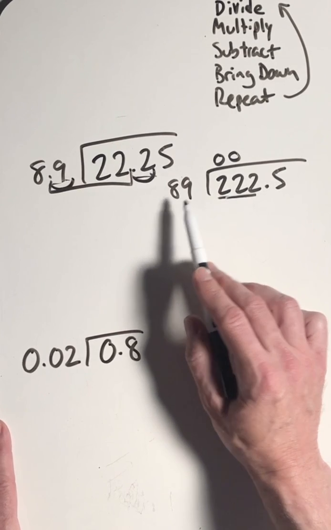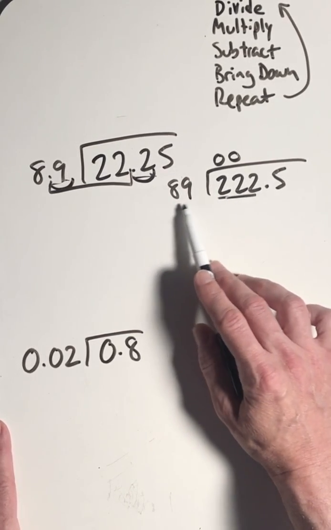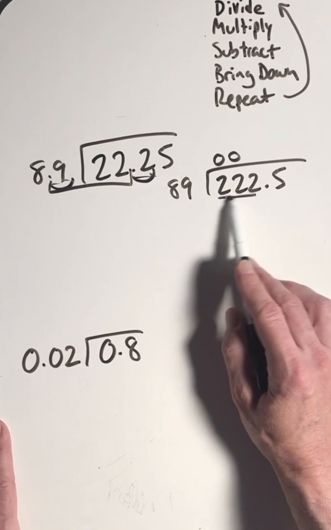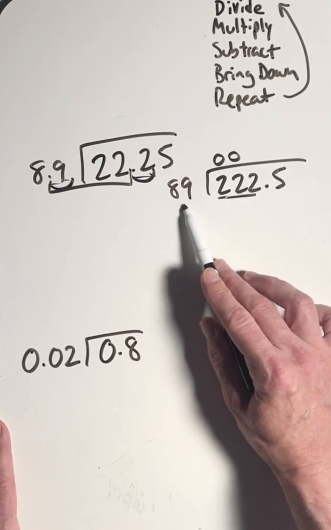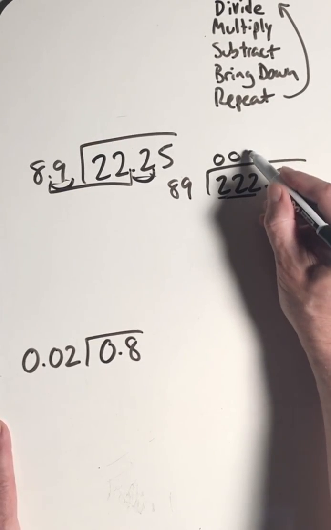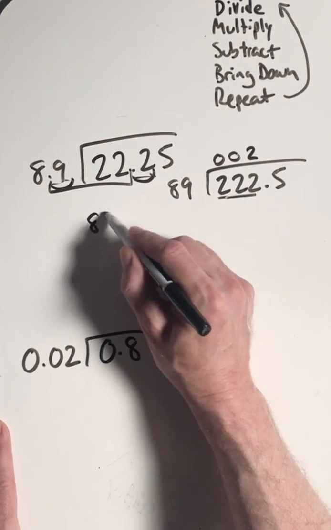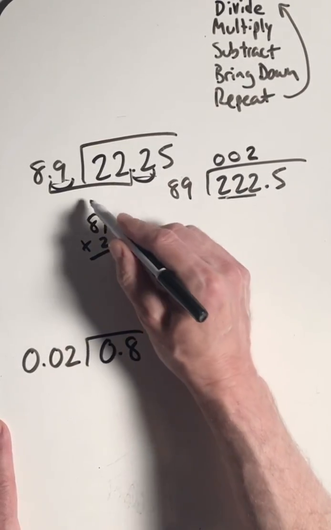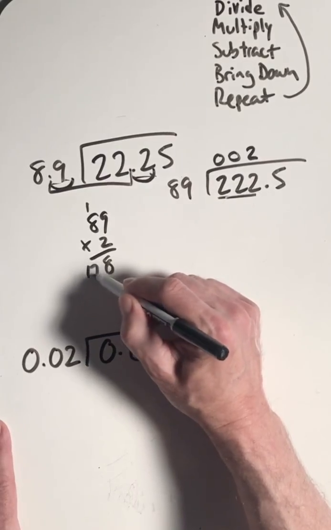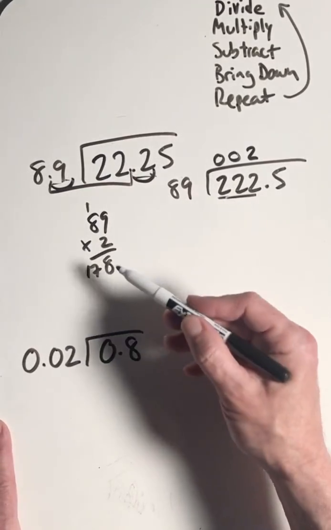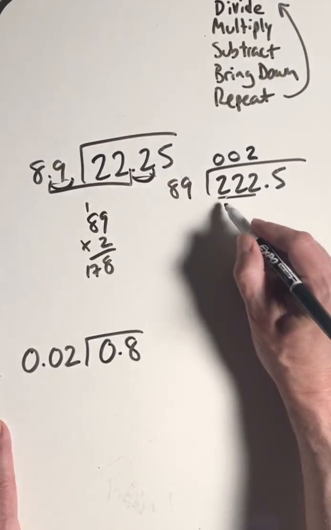90 times 2 would be 180. 90 times 3 would be 270, which is already too large, so I know that the number here should be 2. And I can check that over on the side if I want. 178. Again, don't erase these, they may come in handy later.